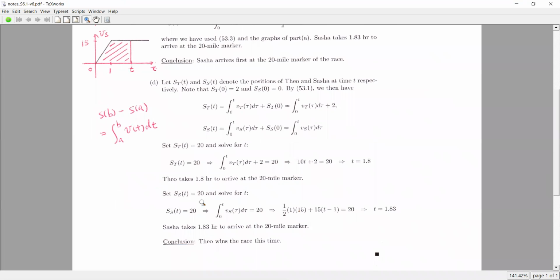Similarly, set Sasha's position to 20. Then I have this equation. This integral is the net area of this region. It is this number. Now solve this equation for t. I get t is 1.83. Sasha takes 1.83 hours to arrive at the 20-mile marker. The conclusion is, in part D, Phil wins the race this time.